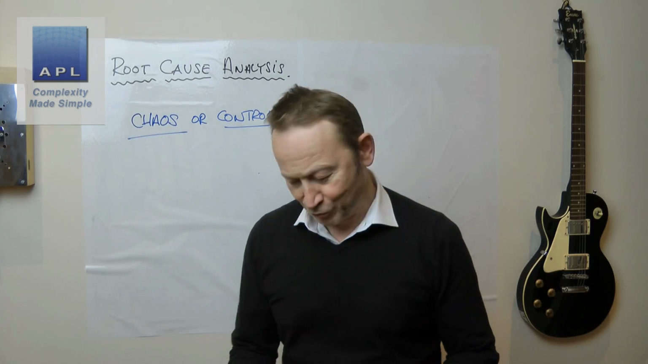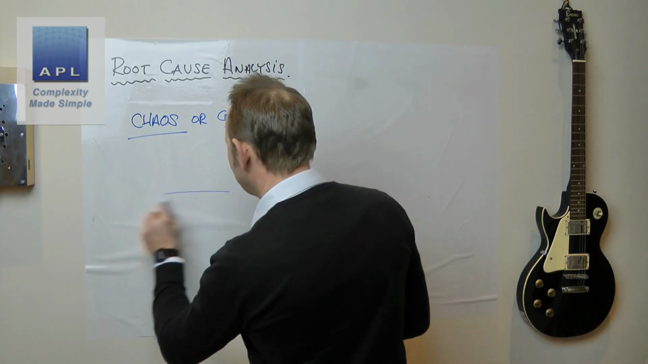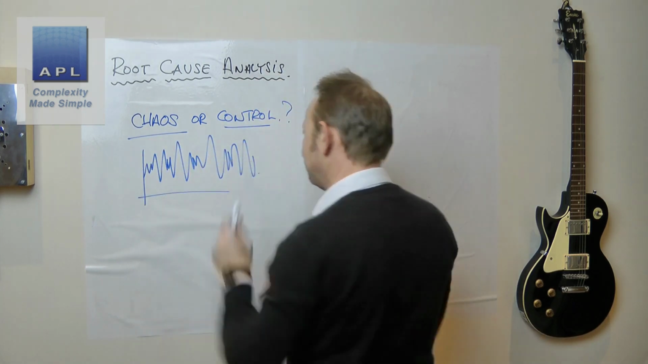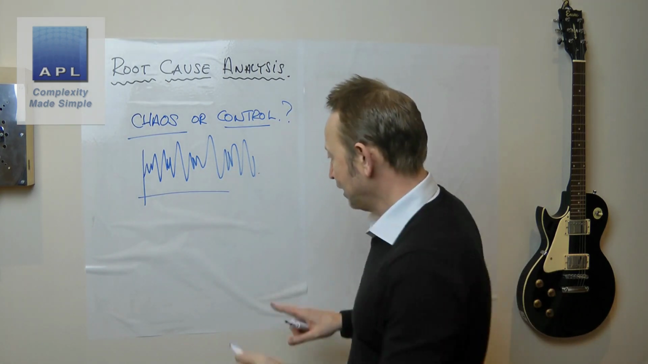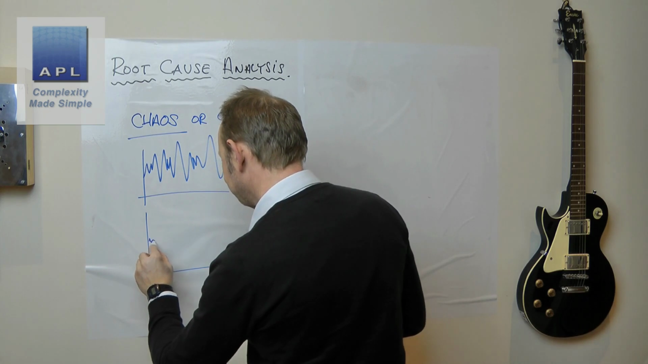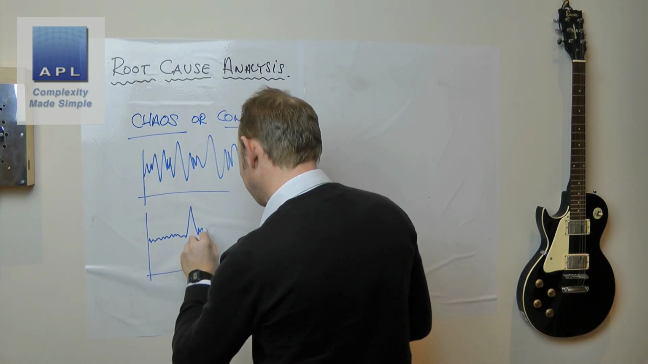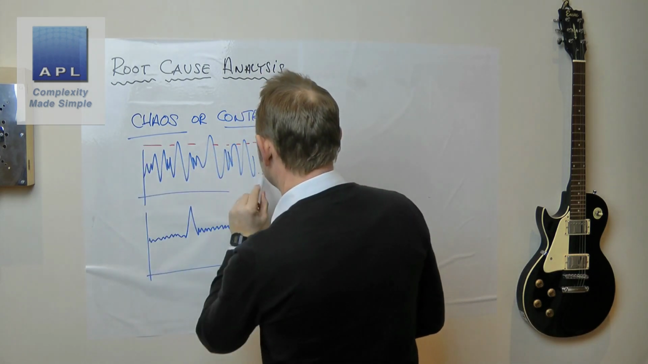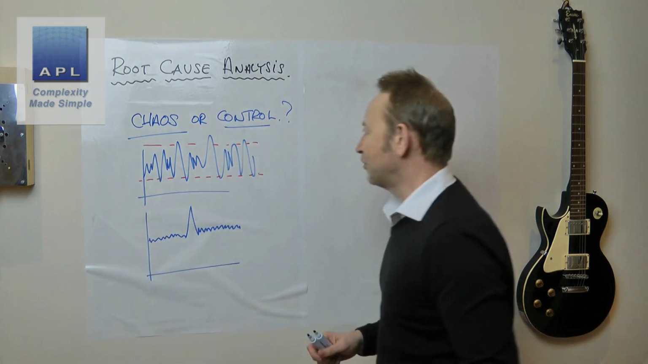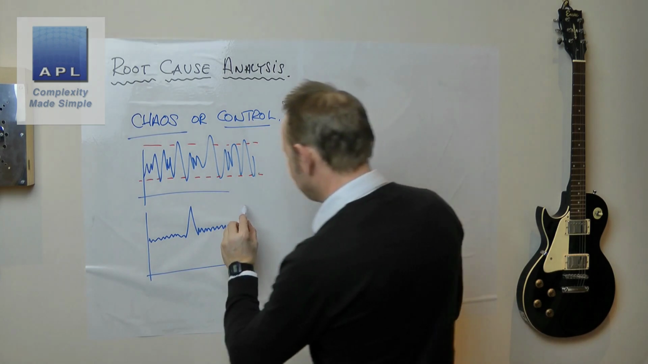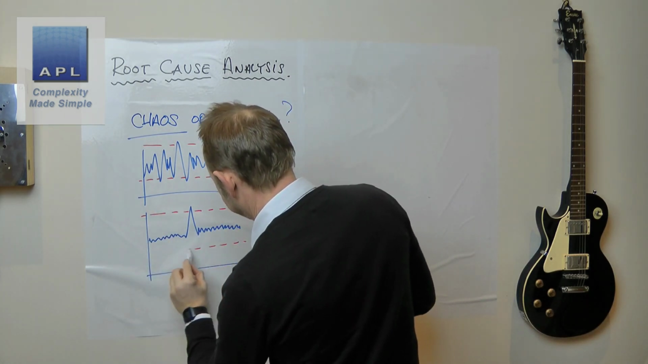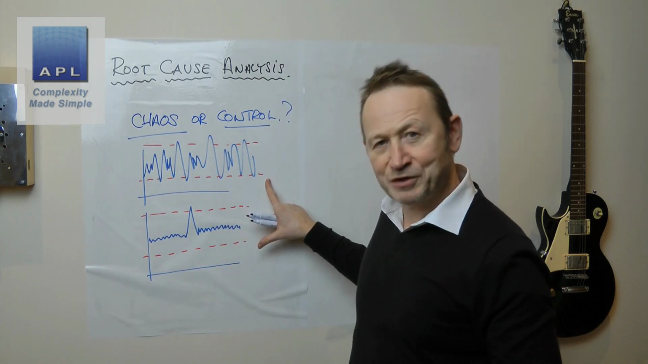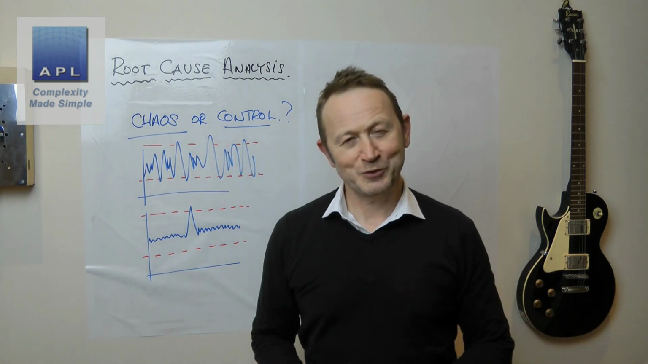Well, it's very straightforward. You look at your run chart. So what you need to do the minute you have a problem is get a graph in front of you, and there will be two types of problem that you will see. Let's put some tolerances on this thing. Say it looks like this. Okay, one of them is going to look like this, and one of them is going to look like that. This is a problem with chaos. This is a problem with control.